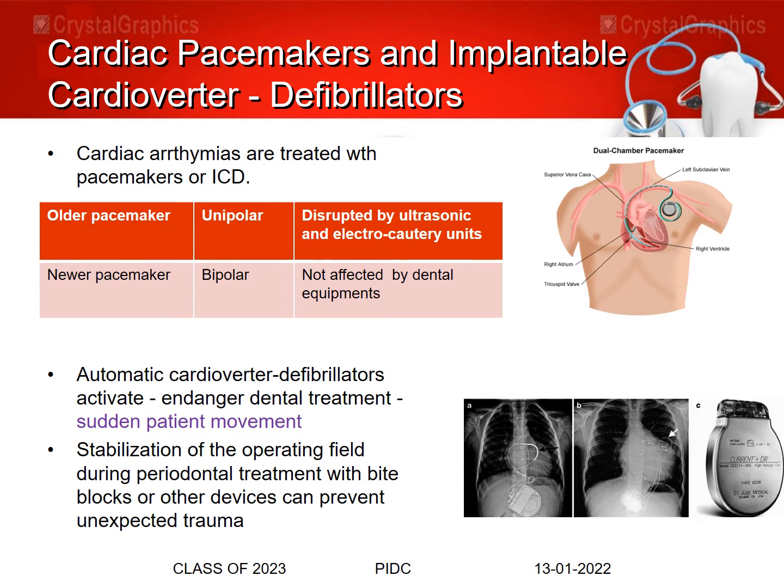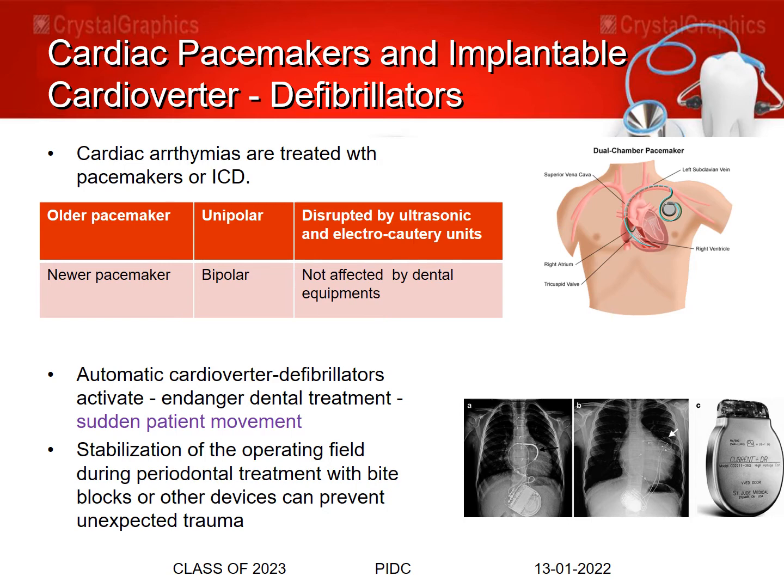But later you have the newer pacemakers. Nowadays newer pacemakers are made where it is bipolar and it is not affected by the dental equipments, especially your magnetostrictive handpieces. Since it has a magnetic field, it has been found to disrupt the older pacemakers which are unipolar and unshielded. But nowadays the newer bipolar pacemakers are shielded and not affected by the dental equipments.